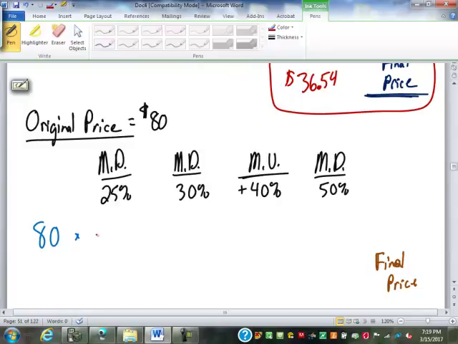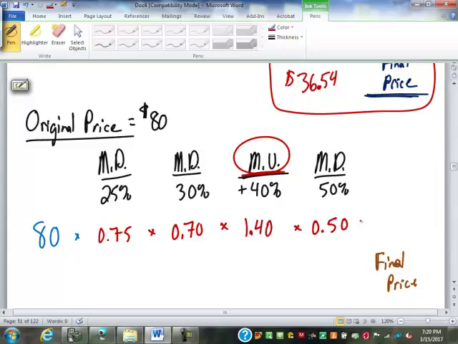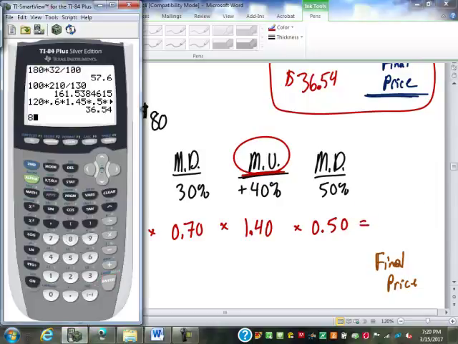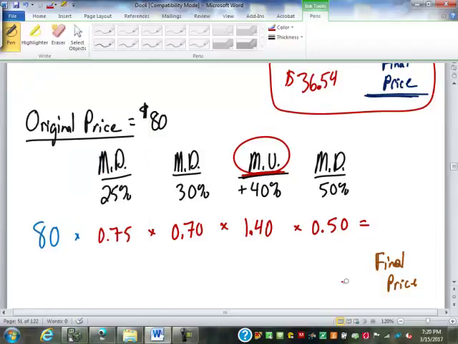So $80 times 0.75 times 0.70 times, careful, that's 1.40 because that's the markup. I knew I'd catch a few people on that one. And then the times 0.5 or 0.50. So 80 times 0.75 times 0.7 times 1.4 times 0.5. $29.40. How many of you had that?